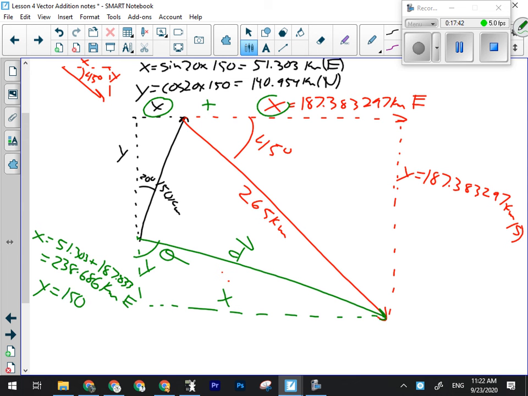Okay, and then when I want to calculate green y, I'm going to take the, sorry, not 150, the 140.954. Okay, so that's this one, and I'm going to add it to this one over here, except that red y is negative because it's south. Right, so I'm going to go plus negative 187.383, or 833, sorry.